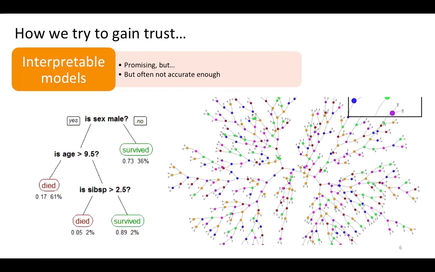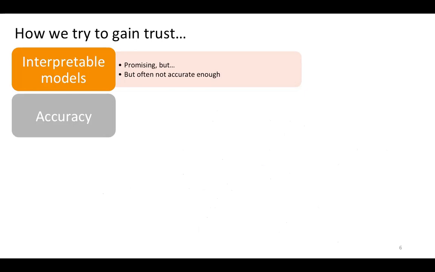Accuracy. Is accuracy something good enough to trust? If I say that I have a highly accurate model, would you trust it? Would you have enough reasons to trust it? Say I tell you that I have a model with 94% accuracy. Would you have enough reasons to trust it? What do you think?